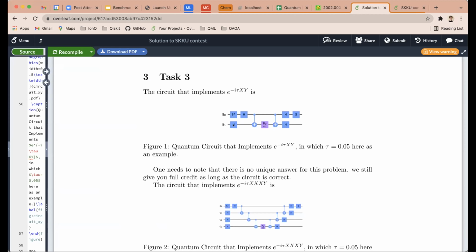The first qubit to the y basis and second qubit to the x basis, right?